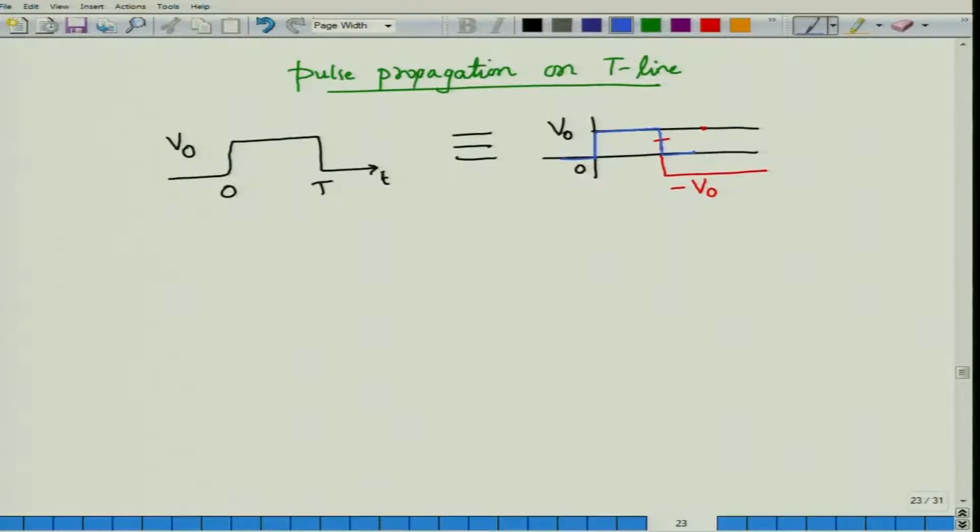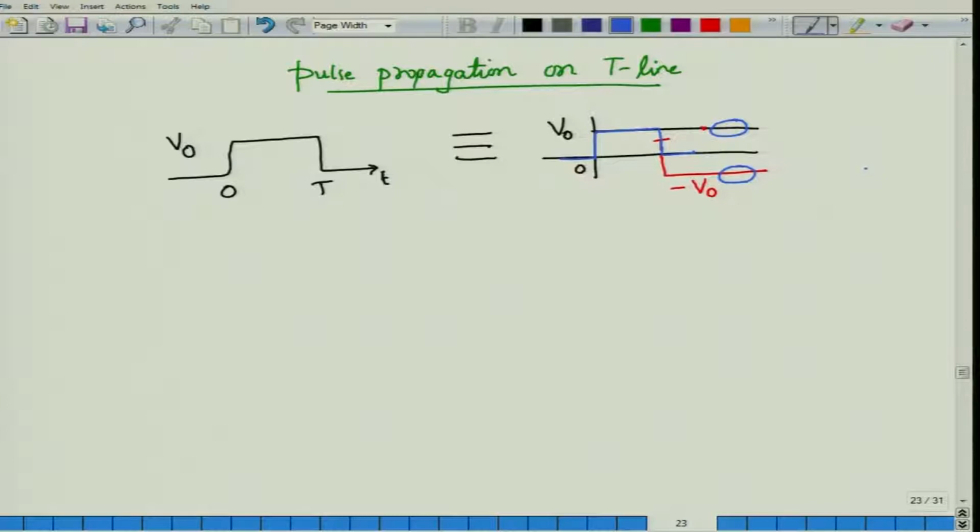So, I can adapt the same lattice diagram construction that I have done, except that I initially propagate this V0. I could construct another lattice diagram and consider the propagation of the minus V0 step starting at capital T seconds. However, we can in fact put both of them on the same lattice diagram. The suggestion would be to use different colored pens to distinguish the propagation of the plus V0 voltage and the minus V0 voltage.